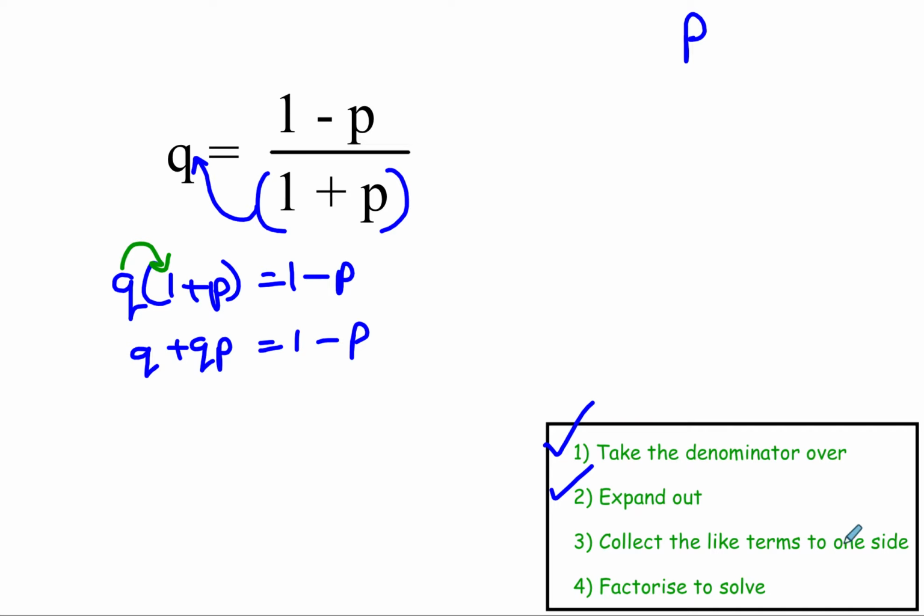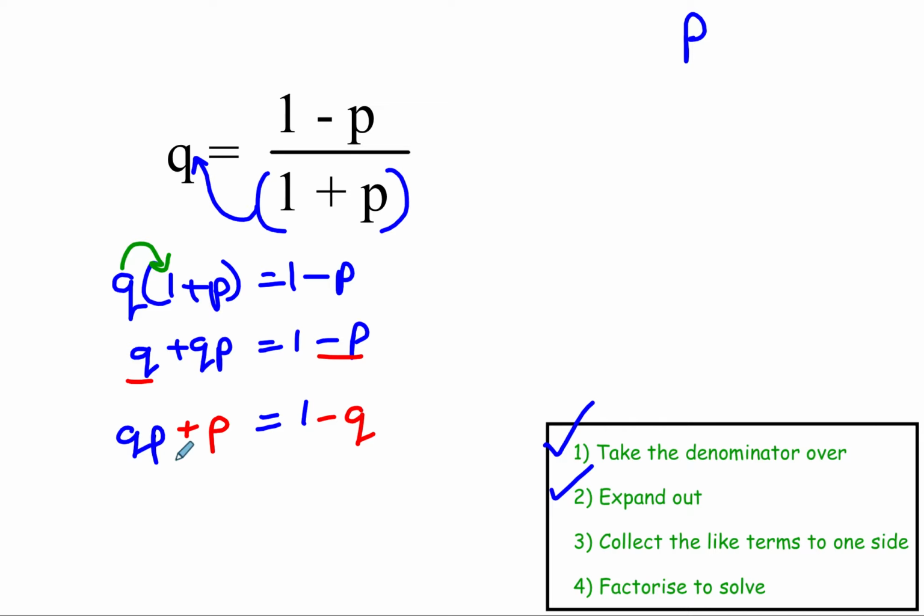The third step is to collect the like terms to one side. Now, I've got 2 Q's on this side, but as I'm trying to make P the subject, I want only the P's on this side of the equal sign. So I'm going to keep this QP here, and then I'm going to take this minus P to this side because it contains a P, and watch how it reverses sign. I'm going to keep my 1 here because I haven't moved it. Then I'm going to move this Q to this side where it turns into a minus Q. So I have QP plus P equals 1 minus Q.